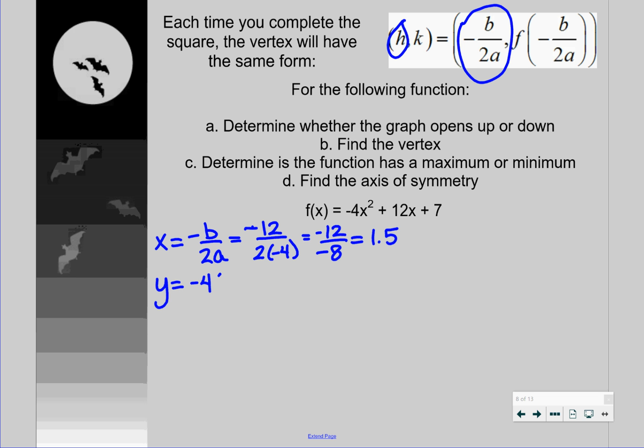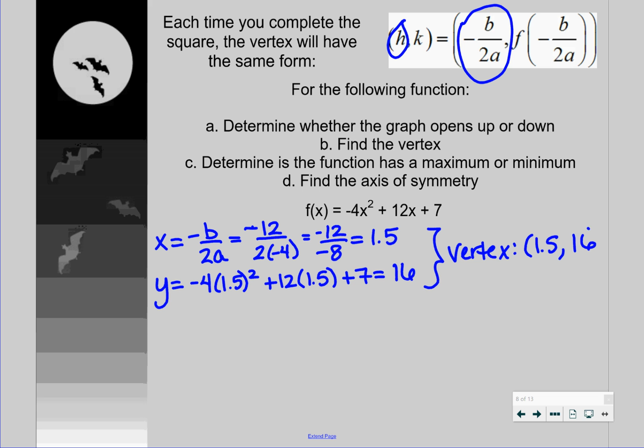So negative 4 times 1.5 squared plus 12 times 1.5 plus 7. And then you can use your calculator. Even a basic calculator would work here. You get 16 for that one. So my vertex is 1.5, 16. So that saves us from all that work of completing the square if all you need is the vertex.